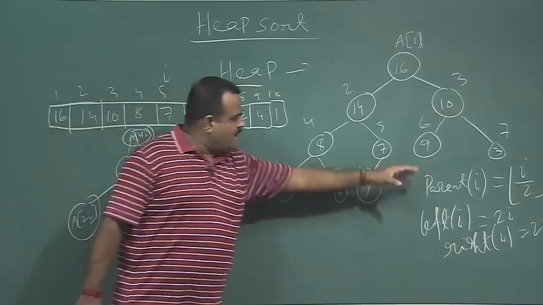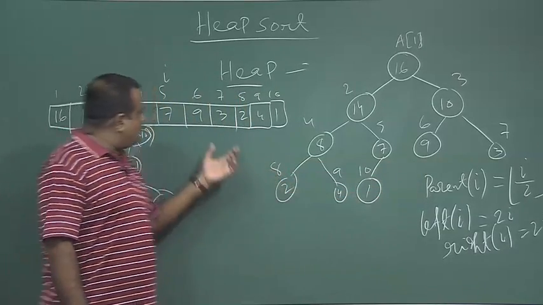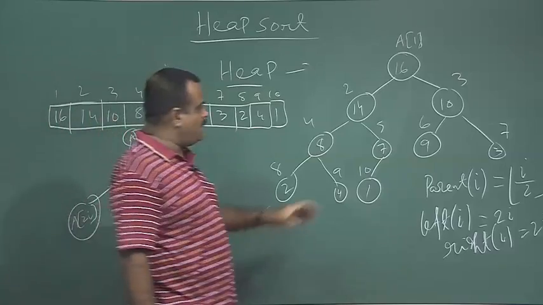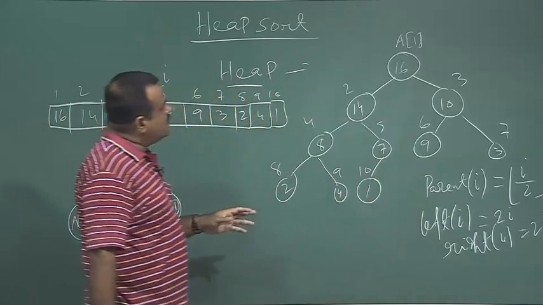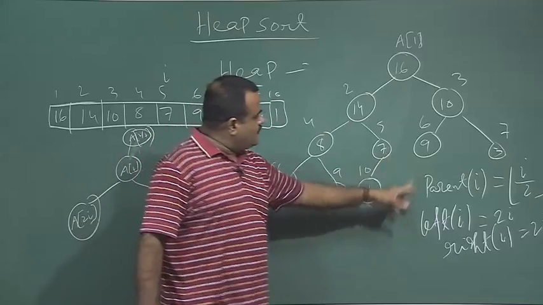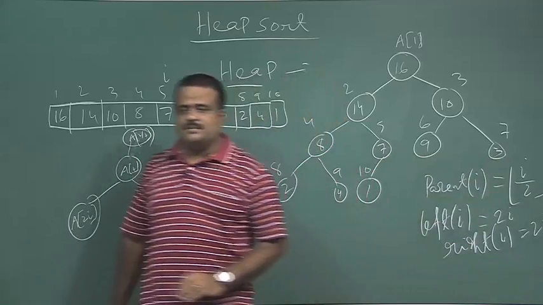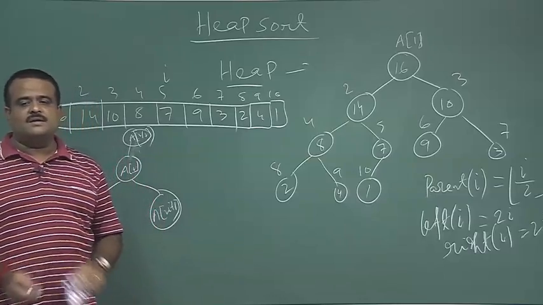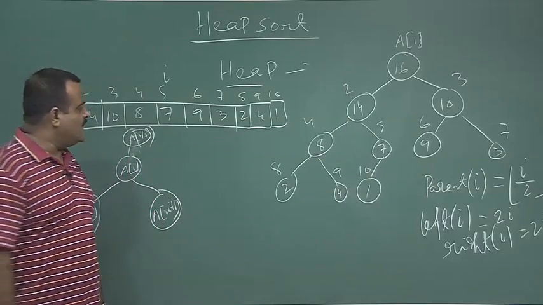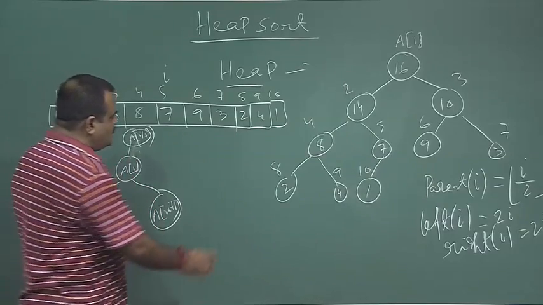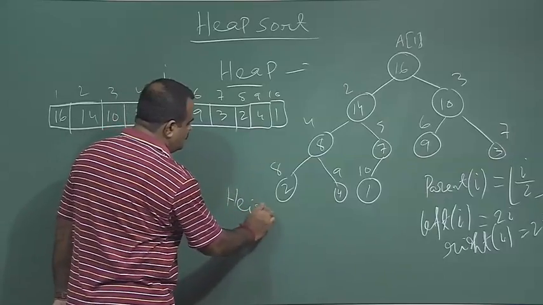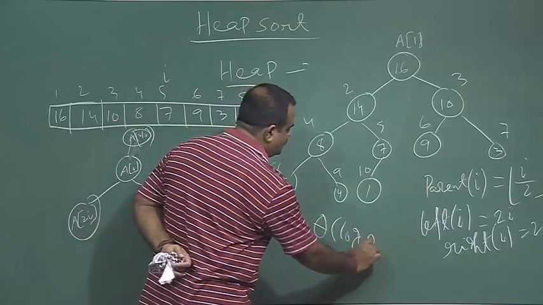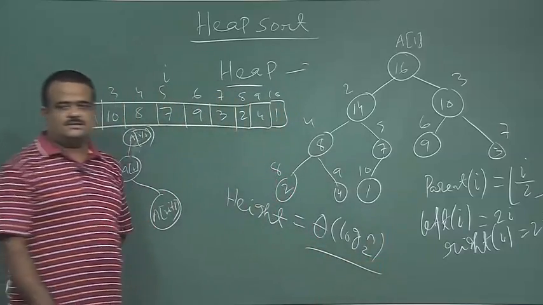This is a nearly complete binary tree, because if the number of elements n is a power of 2 minus 1, then we have a complete tree. Here it is 10. If there are 15 elements, then we have a complete tree. That is why it is called a nearly complete binary tree. So what is the height of this tree? Height is basically log n.